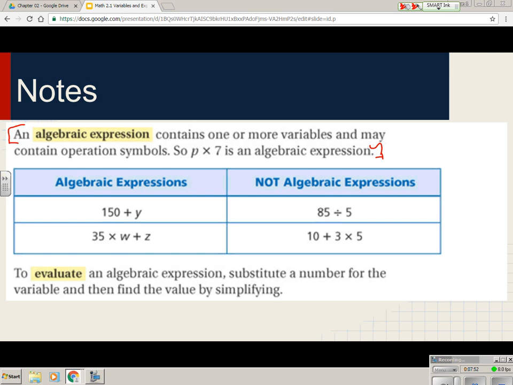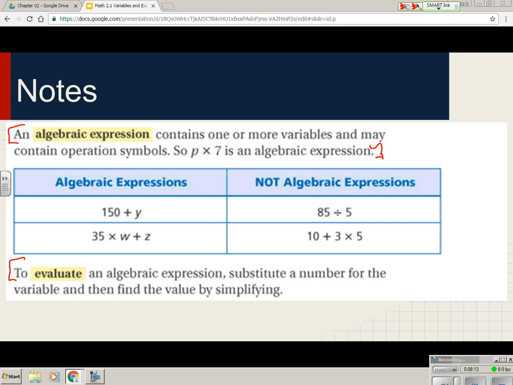Now, one of the words we used in the last chapter when you want to solve something was simplify. The other word you're normally going to see is evaluate. If you ever see a problem that says to evaluate an algebraic expression, you have to substitute a number for the variable and find out what it means. So you have to answer it.